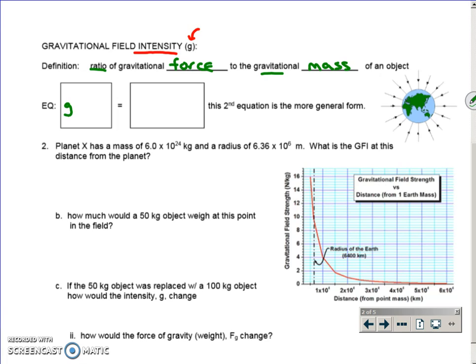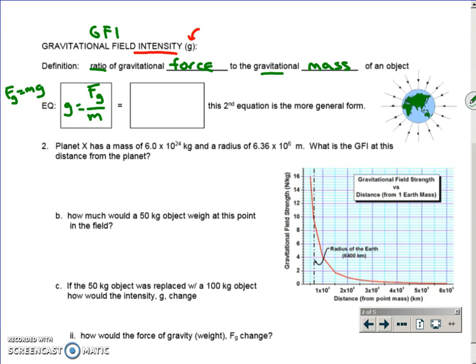The symbol for gravitational field intensity, which I sometimes call GFI, is little g. If we base it on the definition, it's nothing more than Fg divided by m. If you look closely at that equation, it's nothing more than, if we rearrange it, Fg equals mg.